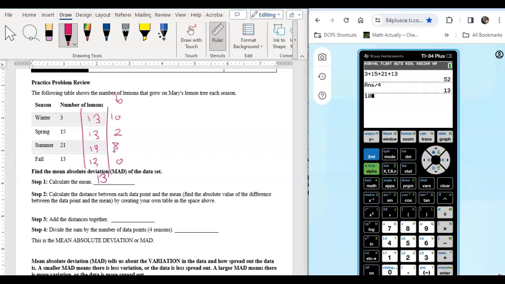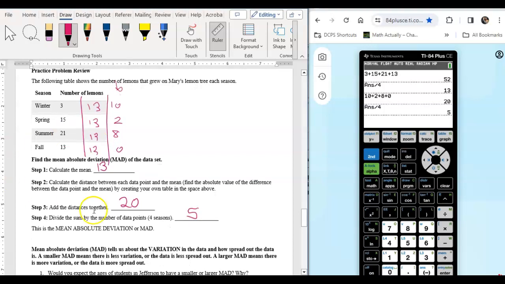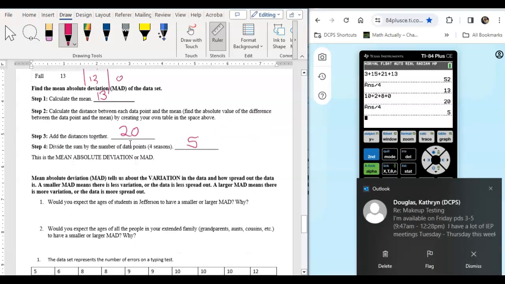So to find the mean absolute deviation, I need to average them, right? Find the mean. So 10 plus 2 plus 8 plus 0 is 20, and then divide by 4, so that's 5. So this is the mean absolute deviation, or MAD. Okay, and this is a pretty simple example where there's only 4 data points.